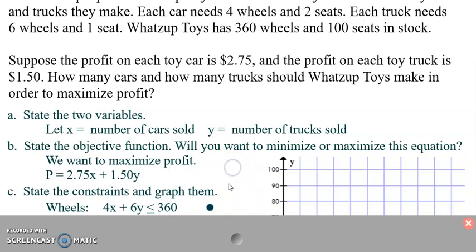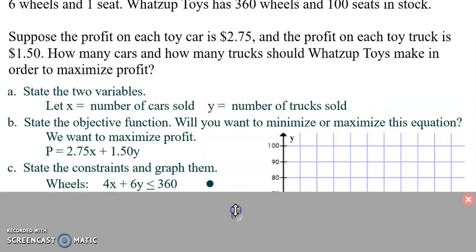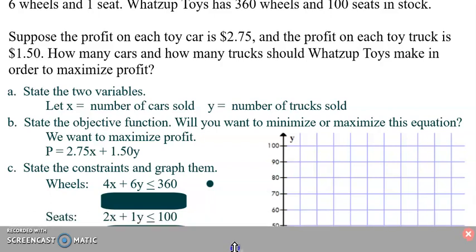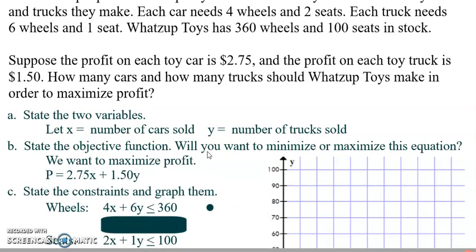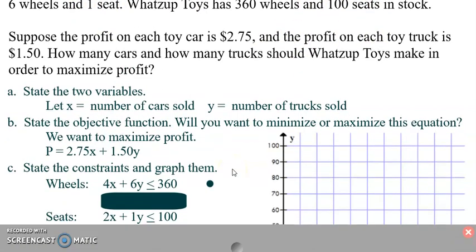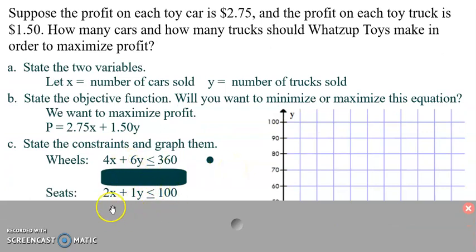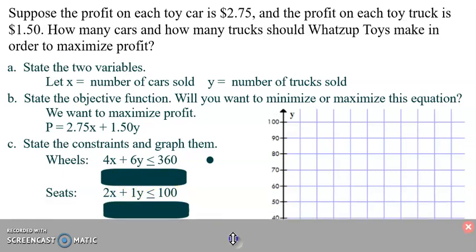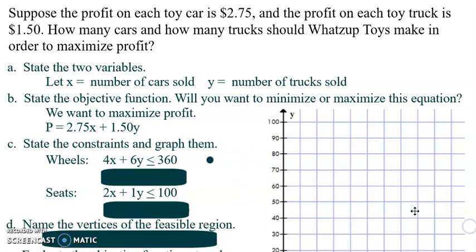Our other constraint has to do with our seats. Our car has 2 seats, our truck has 1, and we have 100 seats total. So similar to our wheels constraint, we have 2 times x plus 1 times y must be less than or equal to 100. So now we have our constraints, but now I need to graph them. Now, I don't really want to solve these equations or inequalities into slope-intercept form, where I need to get y by itself.